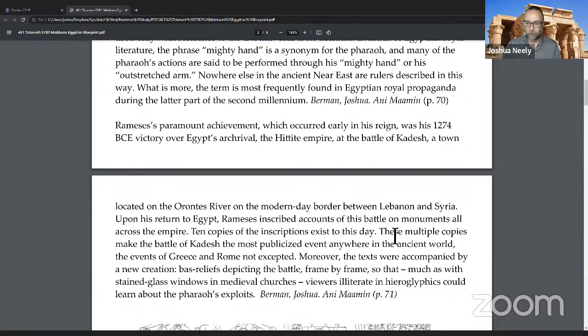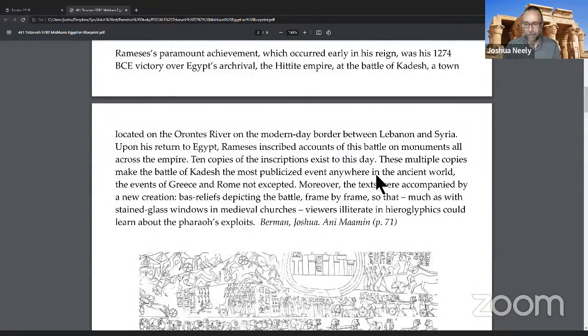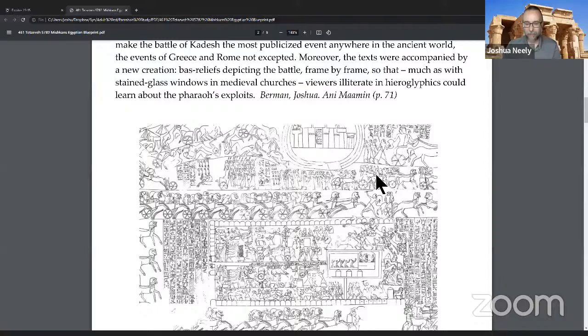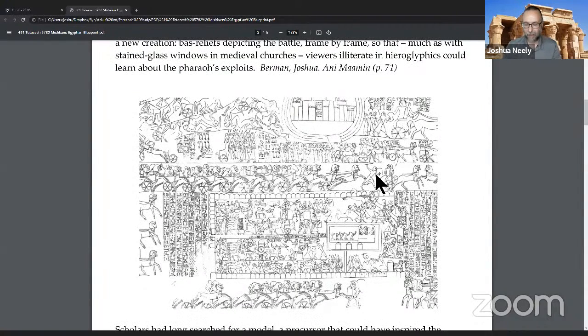Moreover, the texts were accompanied by a new creation, bas-reliefs depicting the battle, frame by frame, so that much as with stained glass windows in medieval churches, viewers illiterate in hieroglyphics could learn about the pharaoh's exploits. And we have a helpful sketch drawing of it because the actual relief is not terribly clear.